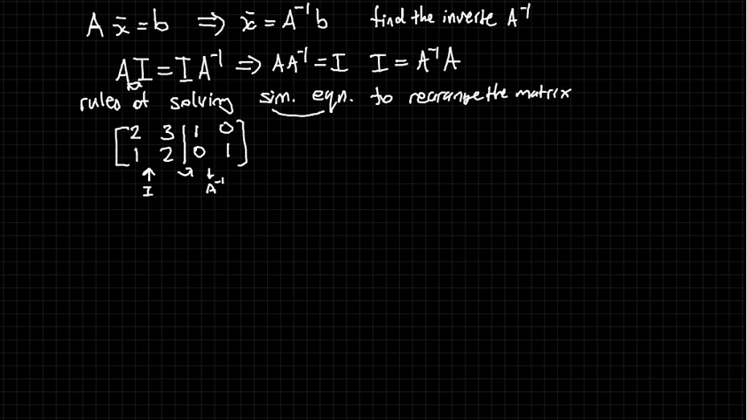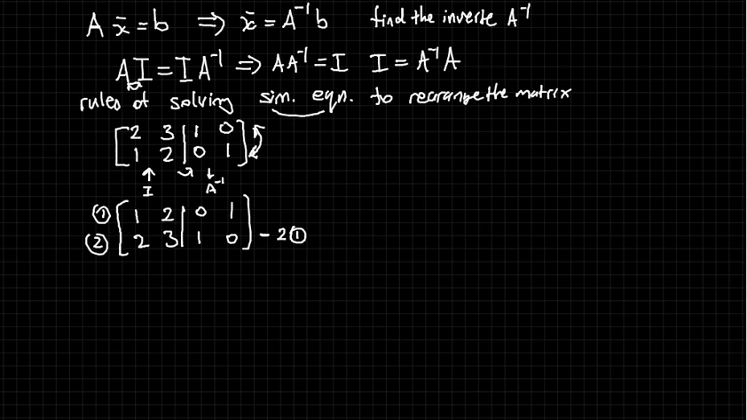Okay? So the first thing we know about solving simultaneous equations is that we can add multiples of the different rows together, and so the first thing I'm going to do is I know that I can quite easily rearrange these two rows. So if I rearrange them, I'm going to get 1, 2, 0, 1, and I'm going to get 2, 3, 1, 0, and they mean exactly the same thing. So that's we can rearrange them.